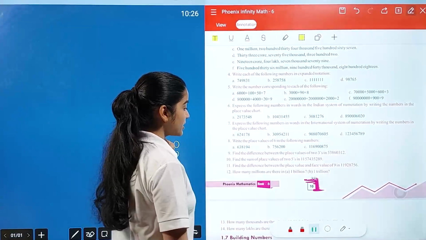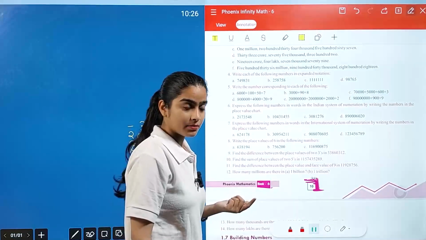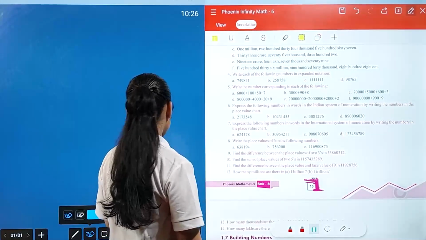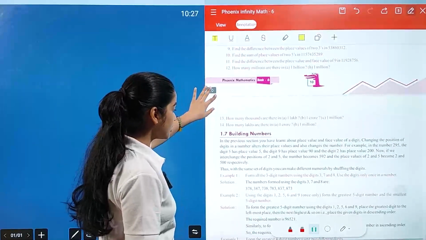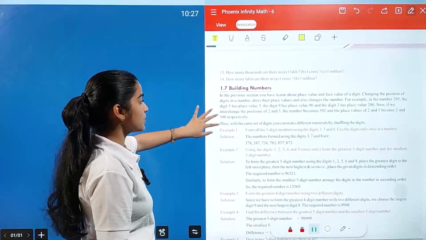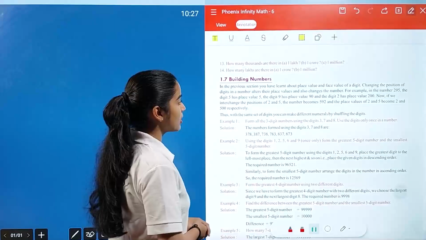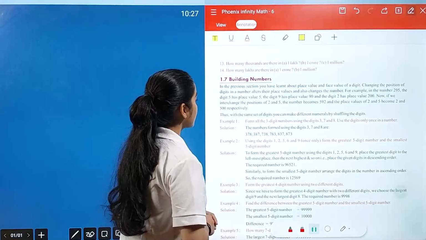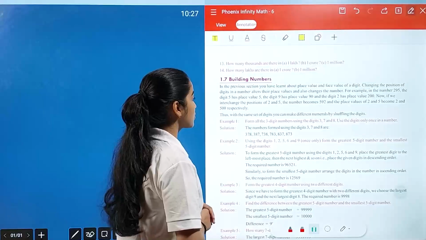Now, how many millions are there in 1 billion and 1 trillion? So you can easily answer because we already did the international numeral system in our above section. After this, we have building numbers. In the previous section, you have learnt about place value and place value of a digit. Changing the position of digits in a number alters their place value and also changes the number.